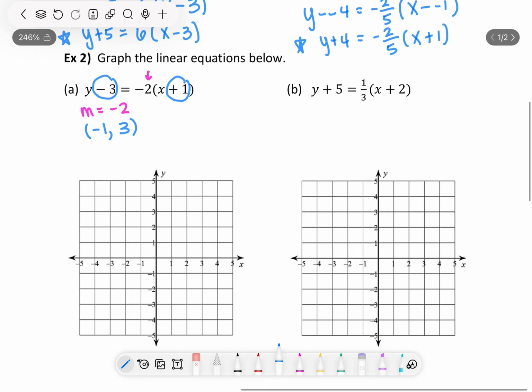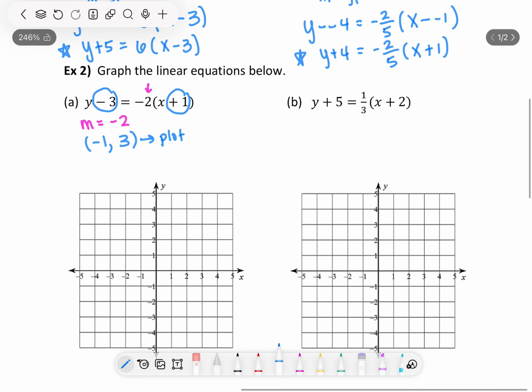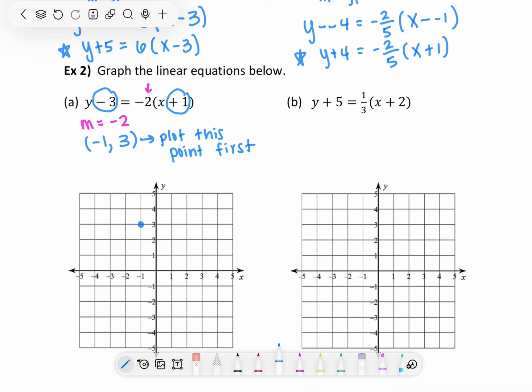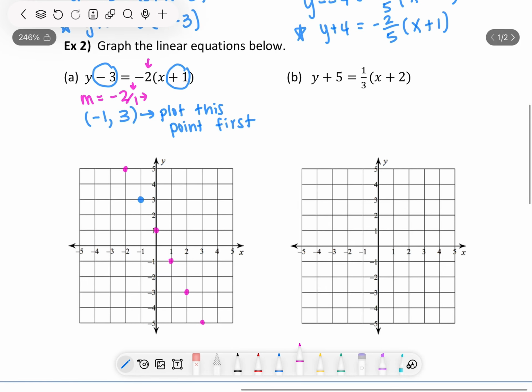Now all you have to do is plot this point first, so (-1, 3). That takes the place of what you would usually begin with, which would be your y-intercept. You begin with this point, because it's the only point you know that's on the line right now. Then we use our slope. Our slope is -2, also known as -2/1, so you go down 2 and to the right 1, repeating that. We can also reverse it one time: go up 2 and left 1. Then, just like always, draw your line with arrows, and you're done.